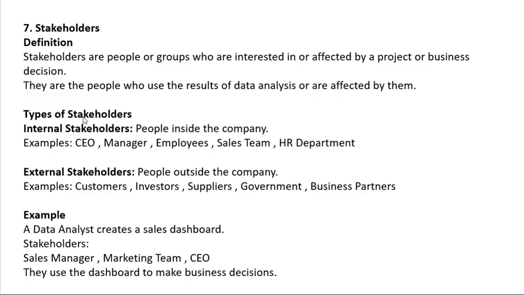As for the types of stakeholders, an internal stakeholder is a person inside the company, for example a CEO, managers, employees, sales teams, and the HR department. And an external stakeholder is a person outside the company, like customers, investors, suppliers, governments, and business partners. For example, a data analyst creates a sales dashboard, and the stakeholders are the sales manager, marketing team, and CEO, and they use the dashboard to make business decisions.